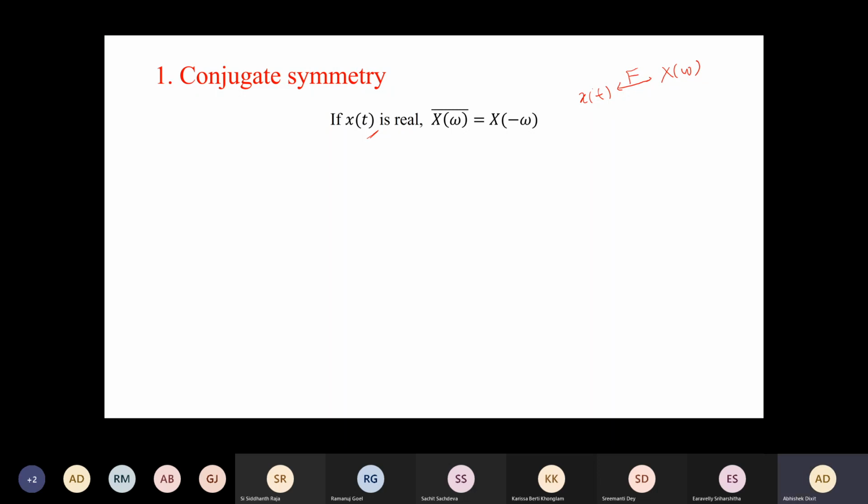From now onwards, I will use the symbol F to denote Fourier transform pairs. So X(omega) is the Fourier transform of x(t) and x(t) is the inverse Fourier transform of X(omega). So if x(t) is real, X(omega) conjugate will be the same as X of minus omega. The similar thing happened in the case of Fourier series: if x(t) was real, then a_k conjugate was the same as a_minus_k.